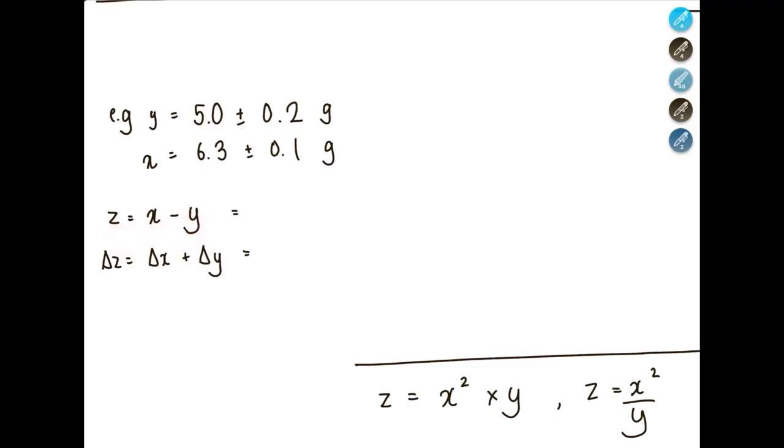This is going to be 6.3 minus 5, which equals 1.3. And then you just have to add 0.1 plus 0.2. This is going to be 0.3. So you can write this as 1.3 plus or minus 0.3 grams.